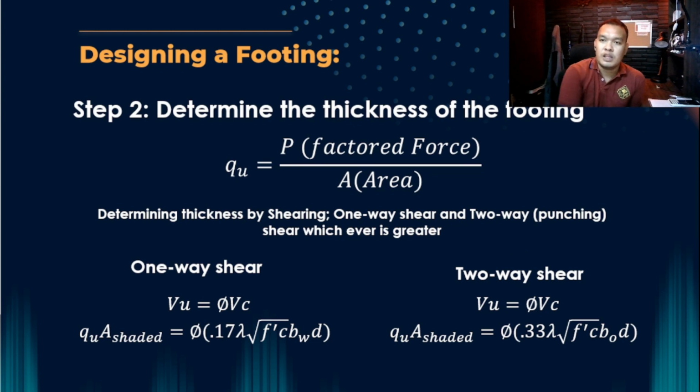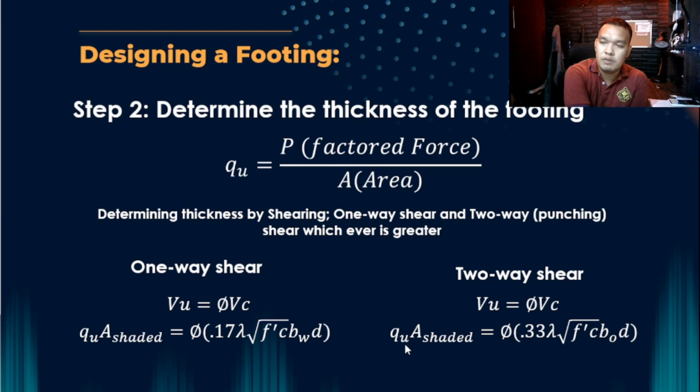Yung kinompute nating HC kanina is ano lang yon. Assumed thickness lang yon to get the thickness of the footing para dun sa pagkuha ng QE. But hindi yun yung actual natin. So dito siya makakuha gamit yung one-way shear and two-way shear. So the formula is the same.